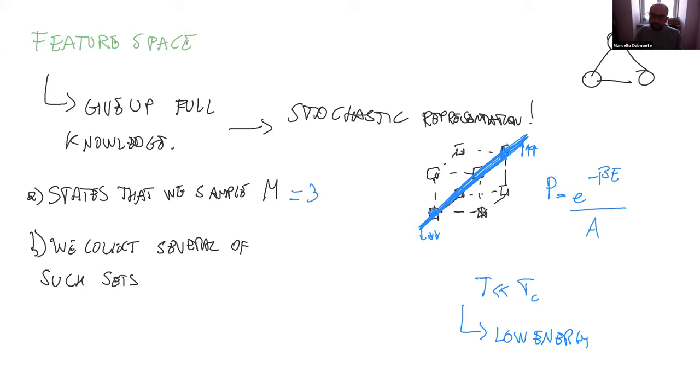Of course, there will be some specific cases where this is not happening. We are also sampling something outside. But out of the states we sample, we will get mostly configurations up, up, up, down, down, down. And we will just repeat it several times. And this will define our feature space.